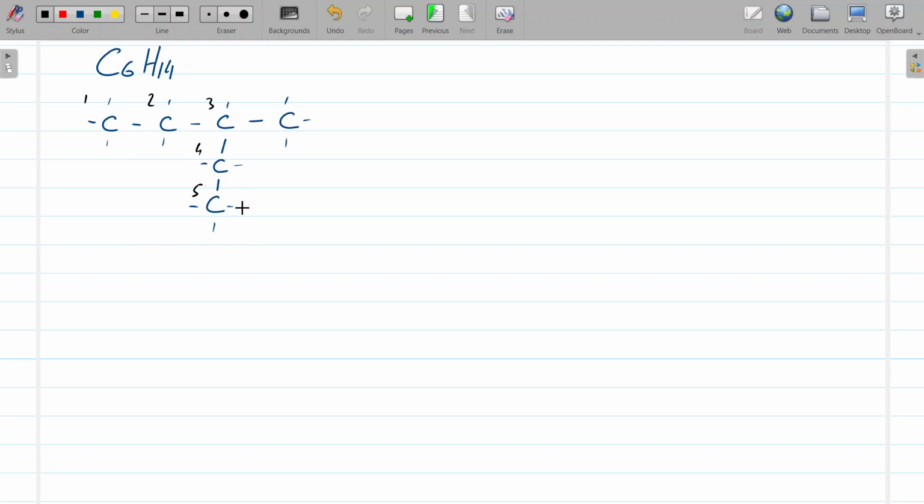Hexane. Hexane is 6. What's with 5? Pentane. So I know that the main compound I have over here is a pentane molecule, right? It has 5 carbons, right? What is this group? This is what we have as a side group, right? How many carbons does this have? 1, right? So what name would we give to it?